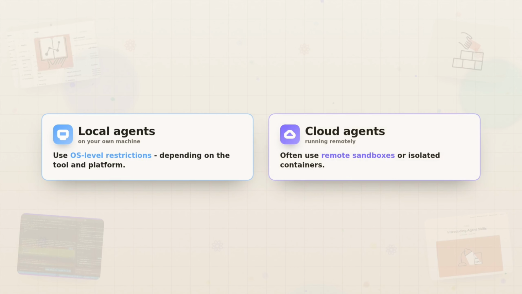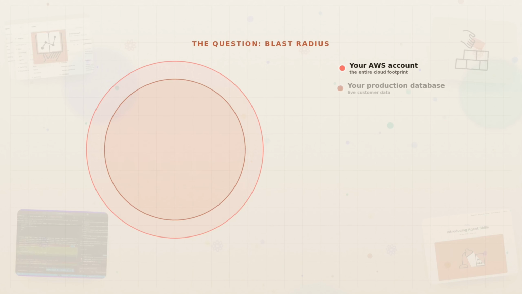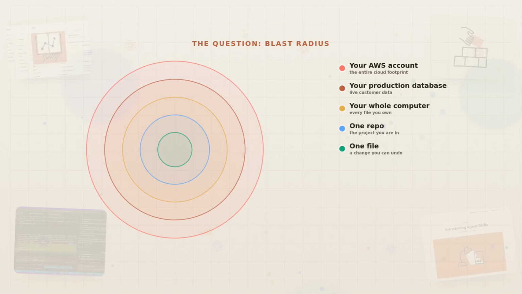Cloud agents often run in remote containers. Local ones use OS-level restrictions. And the reason is simple. Autonomy without boundaries isn't productivity. It's a security incident wearing a hoodie.